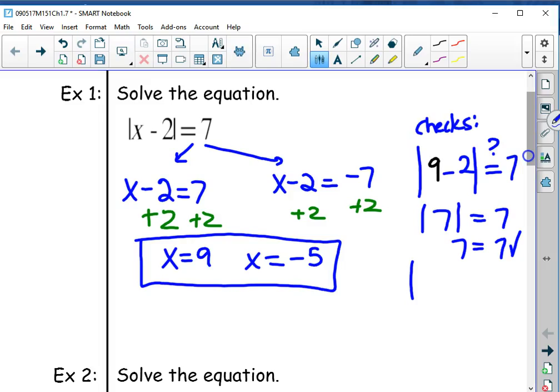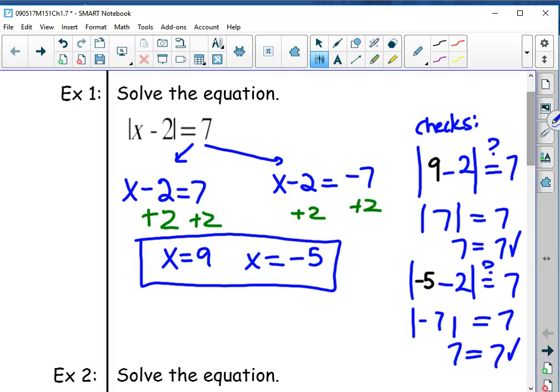Second solution is negative 5. Put negative 5 and negative 2 together, we'll get a negative 7. Apply absolute value, we'll get a positive 7. So both of these solutions work because of the way absolute value works.